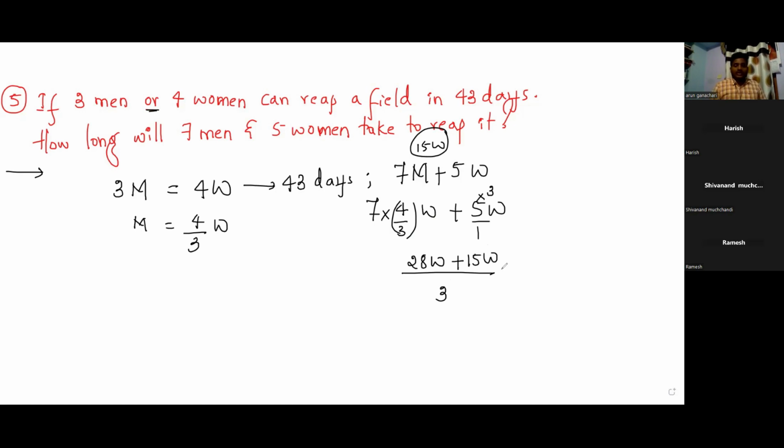What will we have here? 28 plus 15. 28 plus 15 is 43. 43 by 3 women. Getting this? So how many women are there in 7 men plus 5 women? We have 43 by 3 women. Getting this?